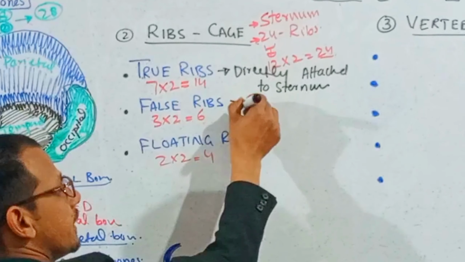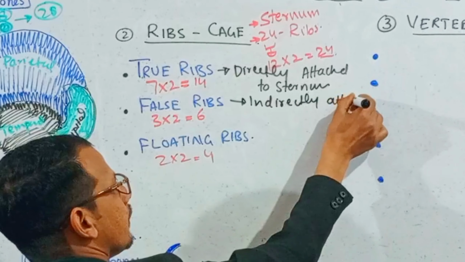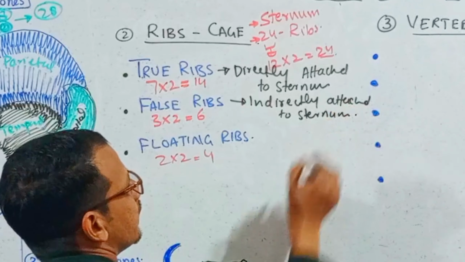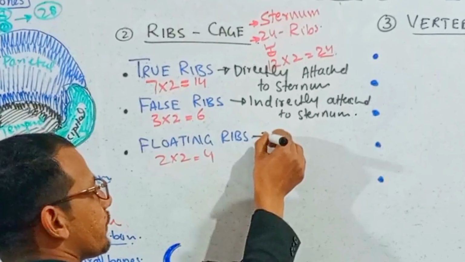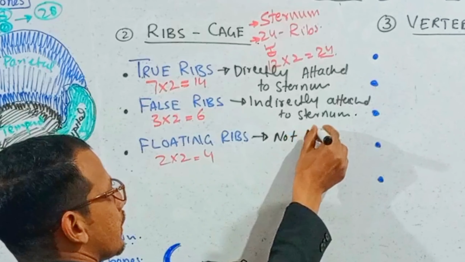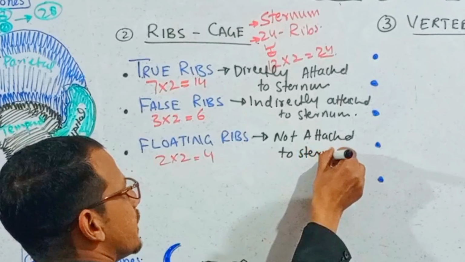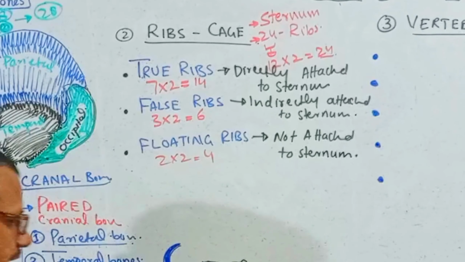The false ribs are indirectly attached to the sternum, so they are called the false ribs. And the floating ribs are not attached to the sternum, so they are called the floating ribs, right? Let's see here in this diagram.